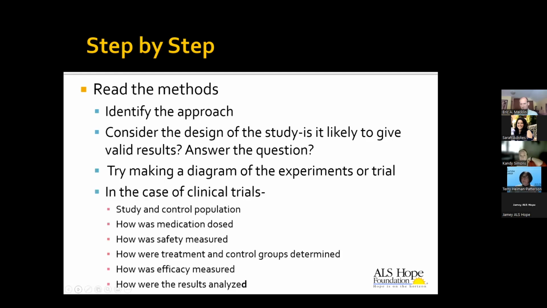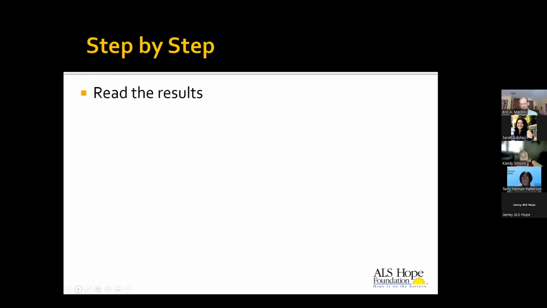And in the case of clinical trials, you want to look at the study and control populations. Were they equal? Was it randomized? How was safety measured? How was the medication dosed and given? How was efficacy measured? And how were the results analyzed? And those are some of the things.